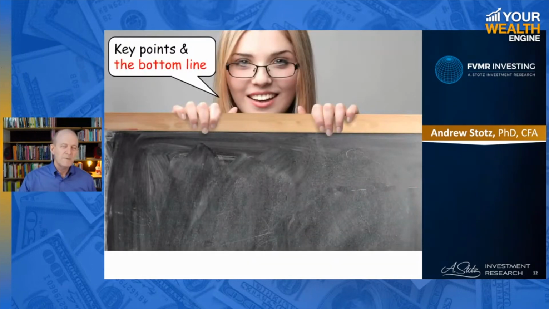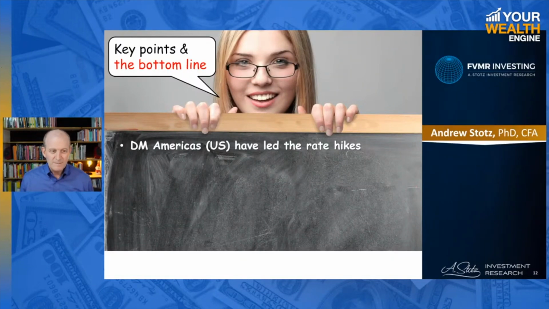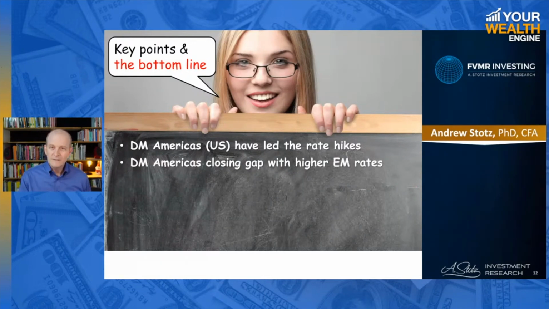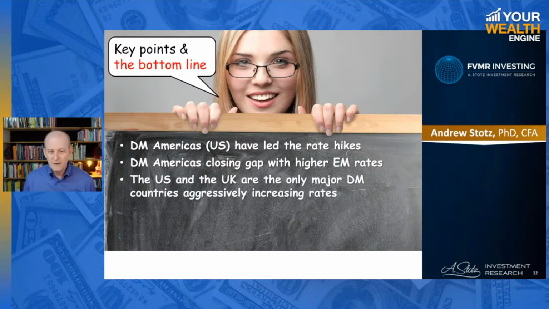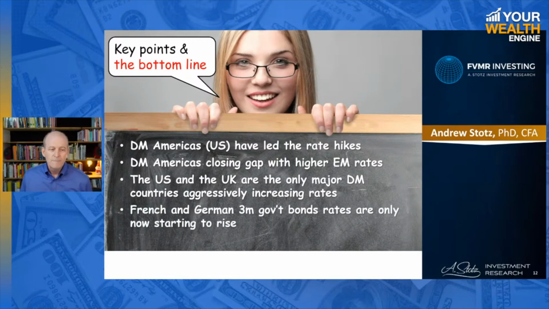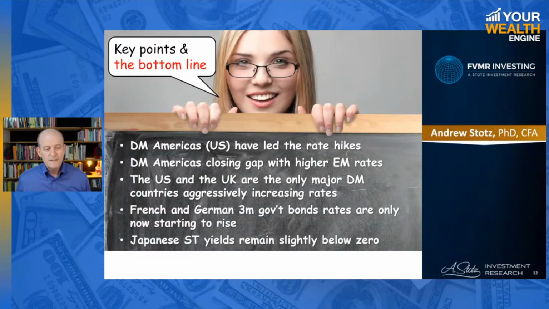So what's the key point and the bottom line that I want you to get from this section? Well, developed market Americas, which is mainly US, has led the rate hikes. And developed markets Americas is closing the gap with emerging markets government bond rates. And the US and the UK are the only major developed market countries aggressively increasing rates. French and German 3-month government bond rates are only now starting to rise. And Japanese, we didn't look at it, but Japanese short-term yields remain slightly below zero.